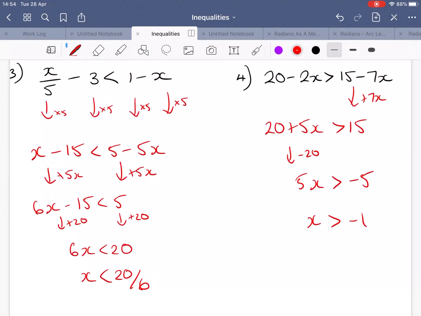Right, number 3. So multiply every term by 5 to get rid of that 5 in the denominator. Get the x's on one side, get the numbers on the other, and hopefully you got x is less than 20/6 or 26ths. You can, if you want to, write that as 10/3 if you wanted to simplify it, or even write it as 3 1/3 or 3 2/6, that's fine. But unless they've asked for it in its simplest form, you really don't have to. Next one, straightforward. X is on one side, numbers on the other.